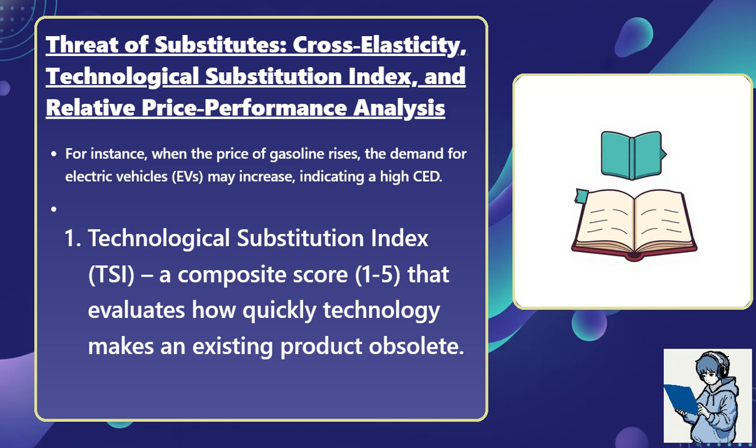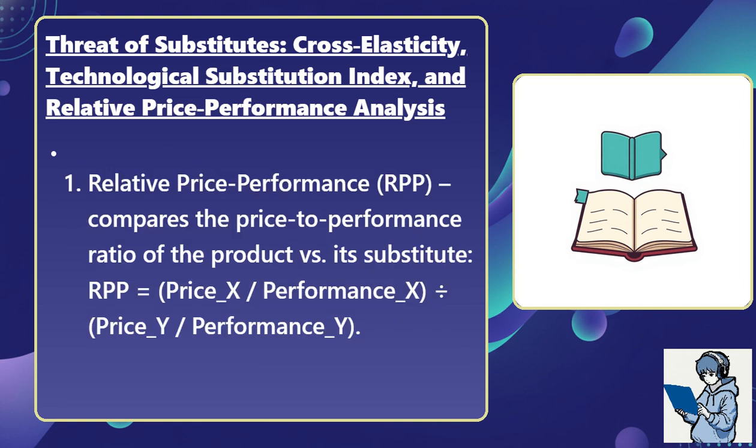Technological Substitution Index, TSI, a composite score from 1 to 5, evaluates how quickly technology makes an existing product obsolete. A TSI of 5 for DVD rentals reflects the rapid shift to streaming services. Relative Price Performance, RPP, compares the price-to-performance ratio of the product versus its substitute. RPP equals (price X divided by performance X) divided by (price Y divided by performance Y). An RPP greater than 1 means the substitute offers better value.